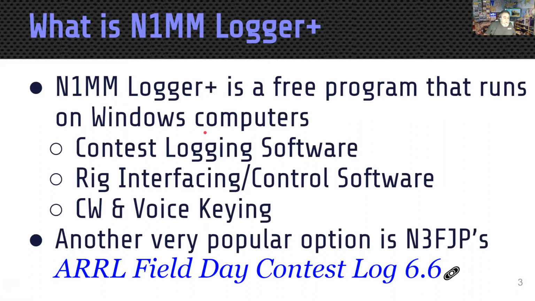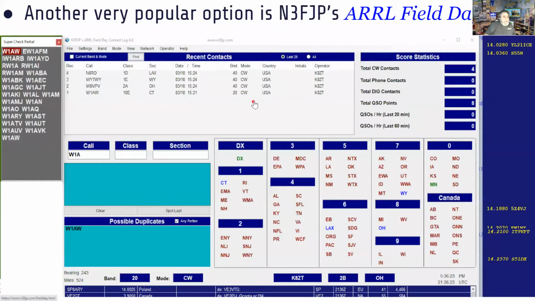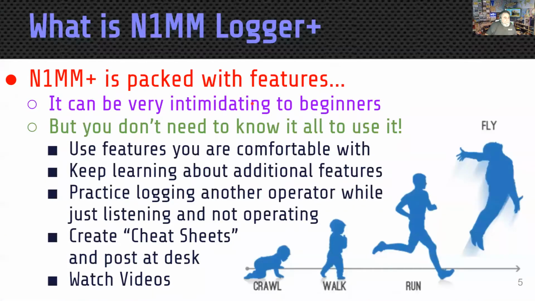Another very popular option, which I'm not going to be talking about anymore tonight other than one more slide, is N3FJP's program called ARRL Field Day Contest Logger. It's about $9, I think. And this is what the N3FJP software looks like. Again, it's a very serviceable and very popular program. It doesn't have quite as many features, but it's sometimes a little bit easier to use. So that's another option for you to consider for Field Day.